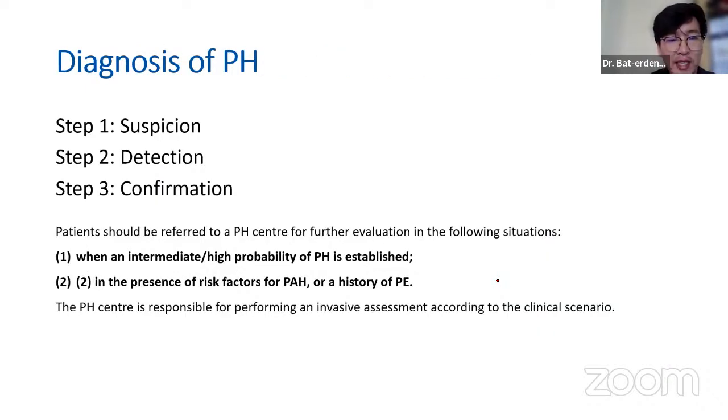Okay, the last step of the diagnosis is confirmation. Right heart catheterization is the gold standard for the diagnosis of pulmonary hypertension. The guideline recommends that intermediate or high probability patients must go to the pulmonary hypertension center, and those with other risk factors for pulmonary arterial hypertension or a history of pulmonary embolism must be evaluated by right heart catheterization. That's the last step of the diagnosis.